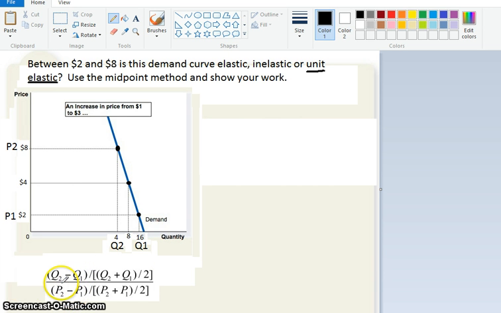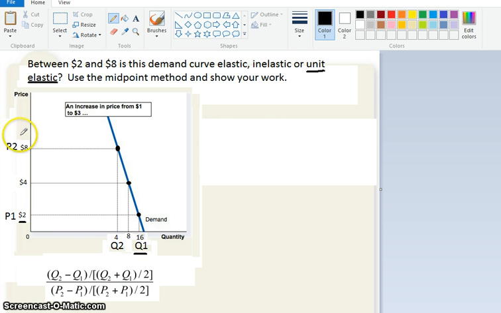Honestly, it doesn't matter what's P1, what's P2. It doesn't matter which is your 2's and your 1's. But you do have to make sure that your P1's correspond with your Q1's. So you wouldn't want to do 2 as P1 and 4 as Q1. That wouldn't be good because that's not the relationship. That would mess you up.